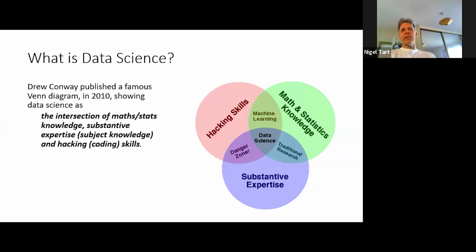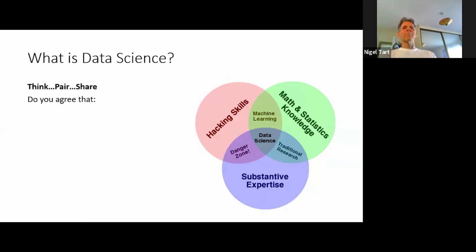2010, a turning point: Drew Conway. Everyone loves a Venn diagram. Drew Conway said it was the intersection of what he called maths and stats knowledge, substantive expertise, which just means subject knowledge, so do you understand what the data means, and hacking skills, as he called it. It's kind of coding skills, but also the approach of hacking away at a problem. So those intersections are quite interesting.